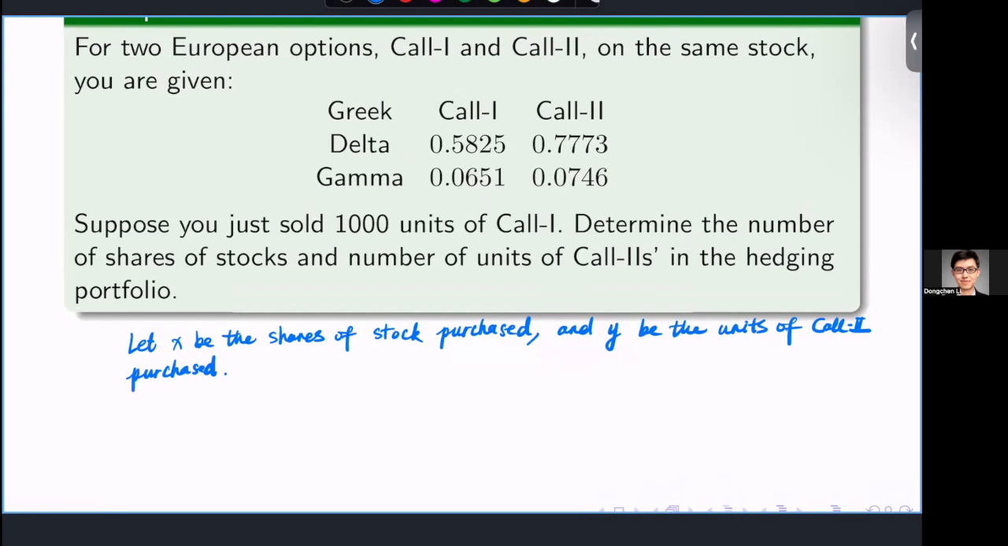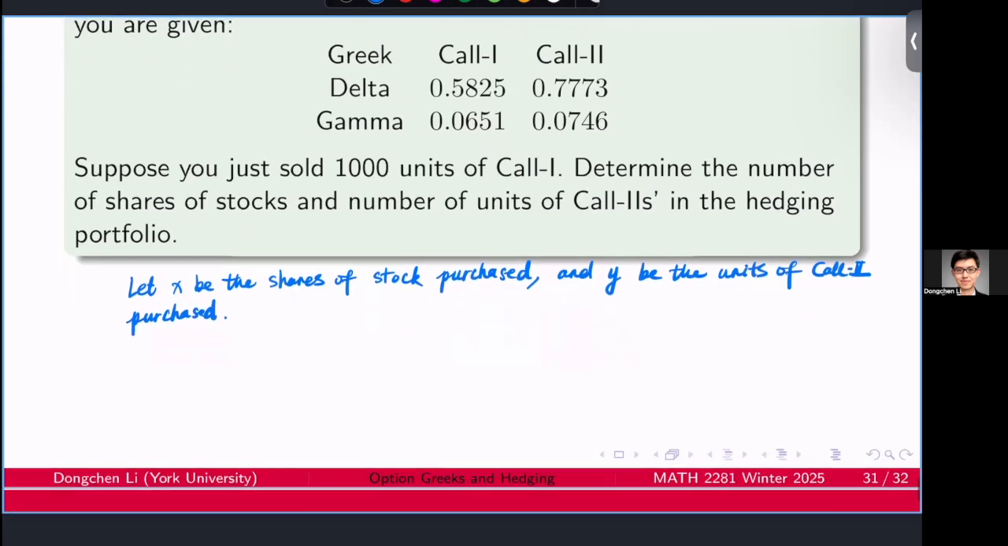The first equation means the portfolio is delta neutral, and the second equation means that the portfolio is gamma neutral. Let's set up the first equation. Your original position in the market is a short position in 1,000 units of call 1. Without mentioning that it's on 100 shares, you implicitly assume that it's on one share of stock. So the delta of one call option is negative 0.5825, which is negative 1 times this number. Since your portfolio has 1,000 units, you multiply that by 1,000.